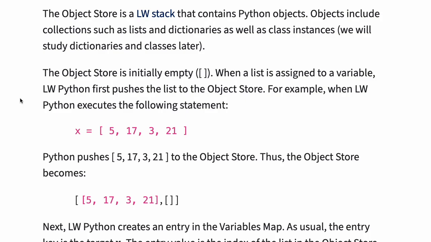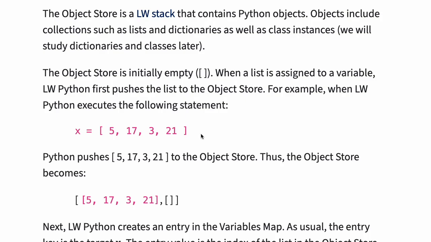The object store is an LW stack that contains Python objects. Objects include collections such as lists and dictionaries, as well as class instances. We will study dictionaries and classes later. The object store is initially empty. When a list is assigned to a variable, LWPython first pushes the list to the object store.